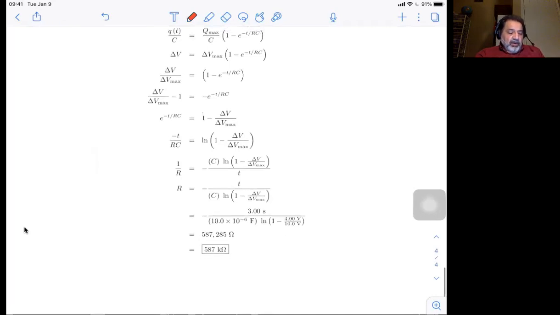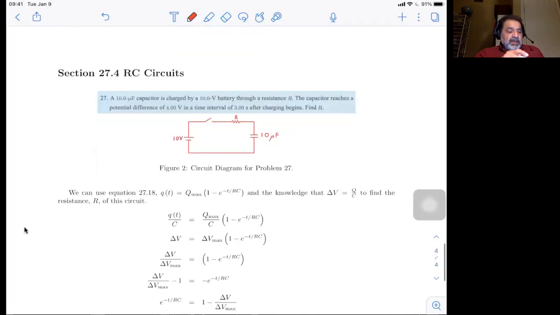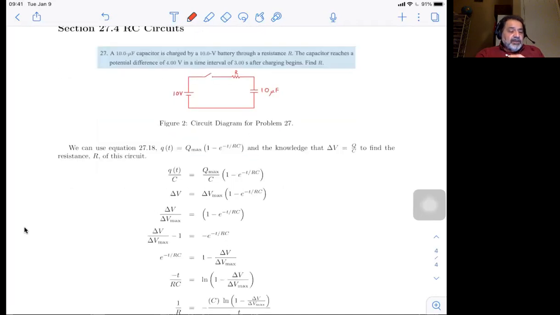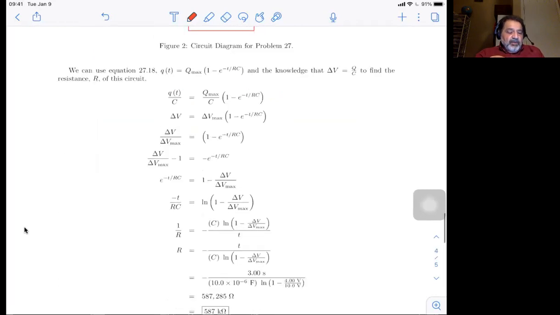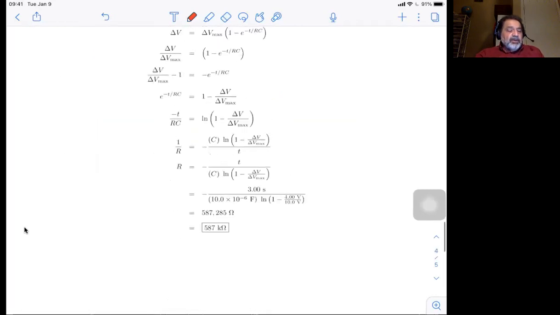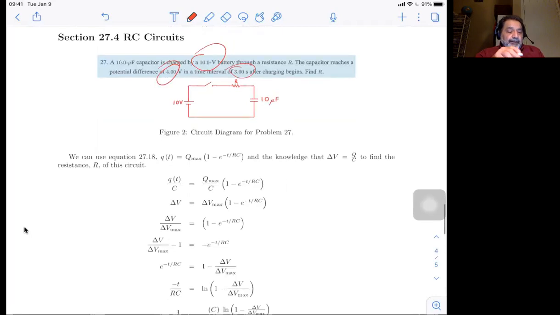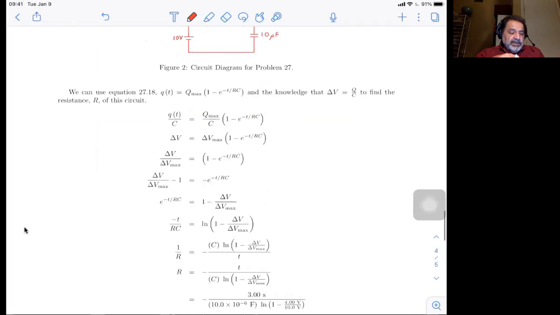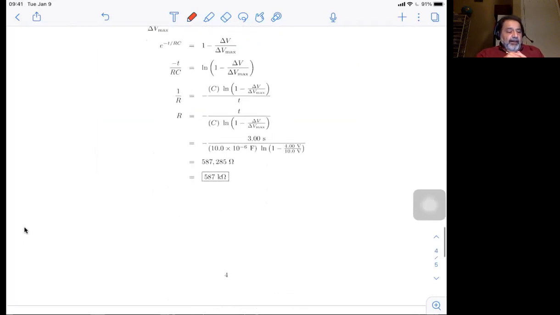We go back to the problem statement. The t is 3 seconds. The V max is 10 volts and the delta V is 4 volts. And so we've got all of that information here. Oh, and the capacitor is a 10 microfarad. So all of that information we put in the equation.